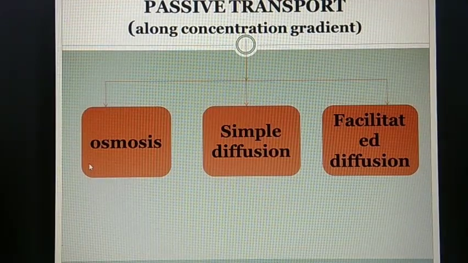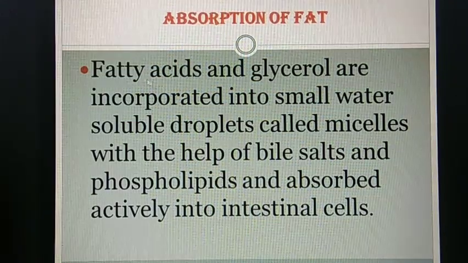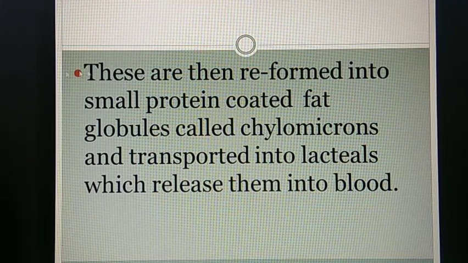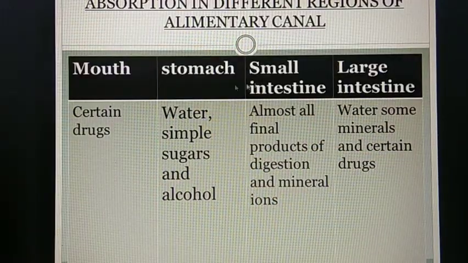Passive transport is along the concentration gradient. Three types are osmosis, simple diffusion and facilitated diffusion. Then absorption of fat. Fatty acids and glycerol are incorporated into small water-soluble droplets called micelles with the help of bile salts and phospholipids, and absorbed actively into intestinal cells. Inside the intestinal cells, these are reformed into small protein-coated fat globules called chylomicrons and transported into lacteals, which release them into blood.